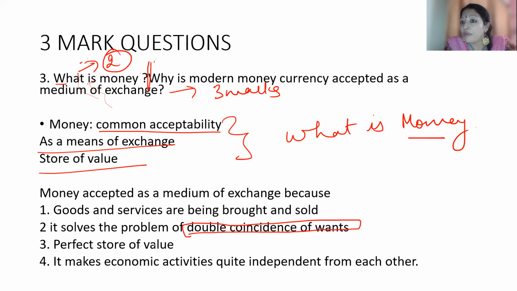Perfect store of value. I can store money, it is not perishable in nature. I can store it, I can use it anytime, and I can yield also. If I deposit that money in the bank or invest somewhere, it gives me interest. It makes economic activities quite independent from each other. What are economic activities? The activities which are carried out in the primary, secondary, and tertiary sector can be performed independently of each other. So this is your 3 marks question, and out of 4 points, you can write any 3 points.